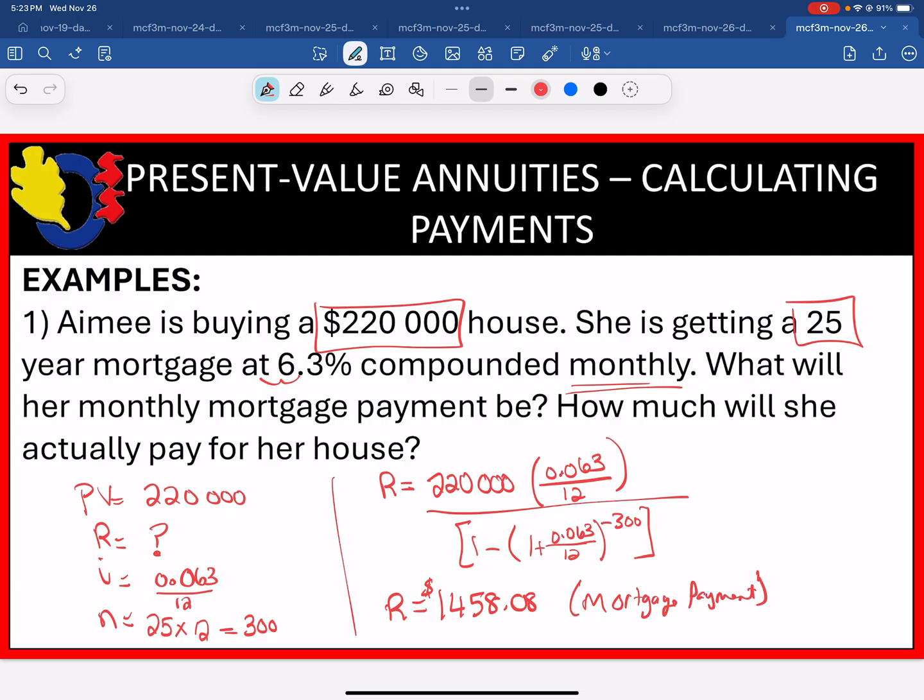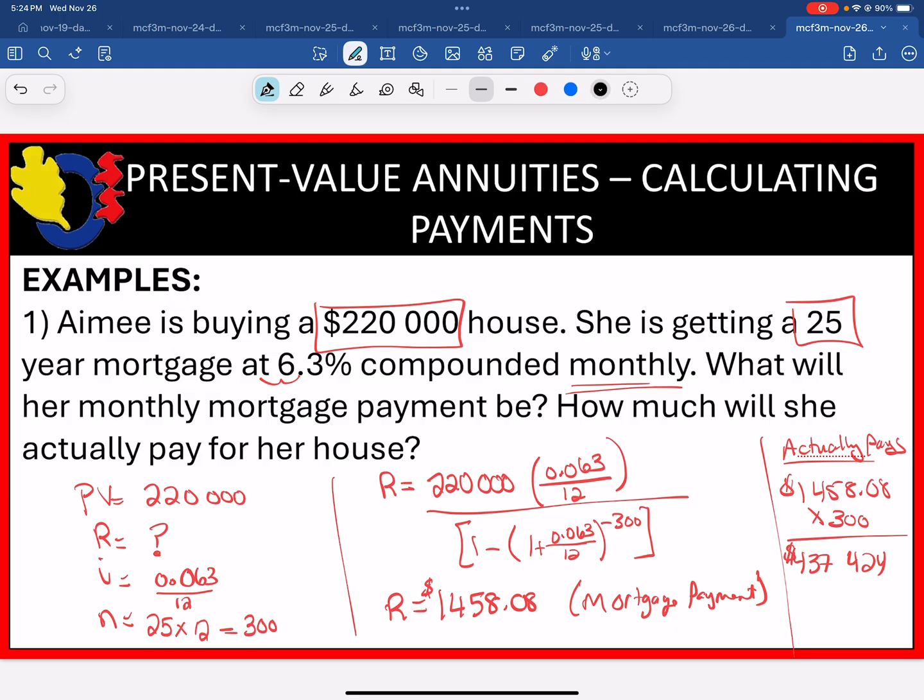Okay, so how much will she actually pay for the house? So this is the sad reality. $1,458.08 times those 300 payments, and you get $437,424. How sad for poor Amy.